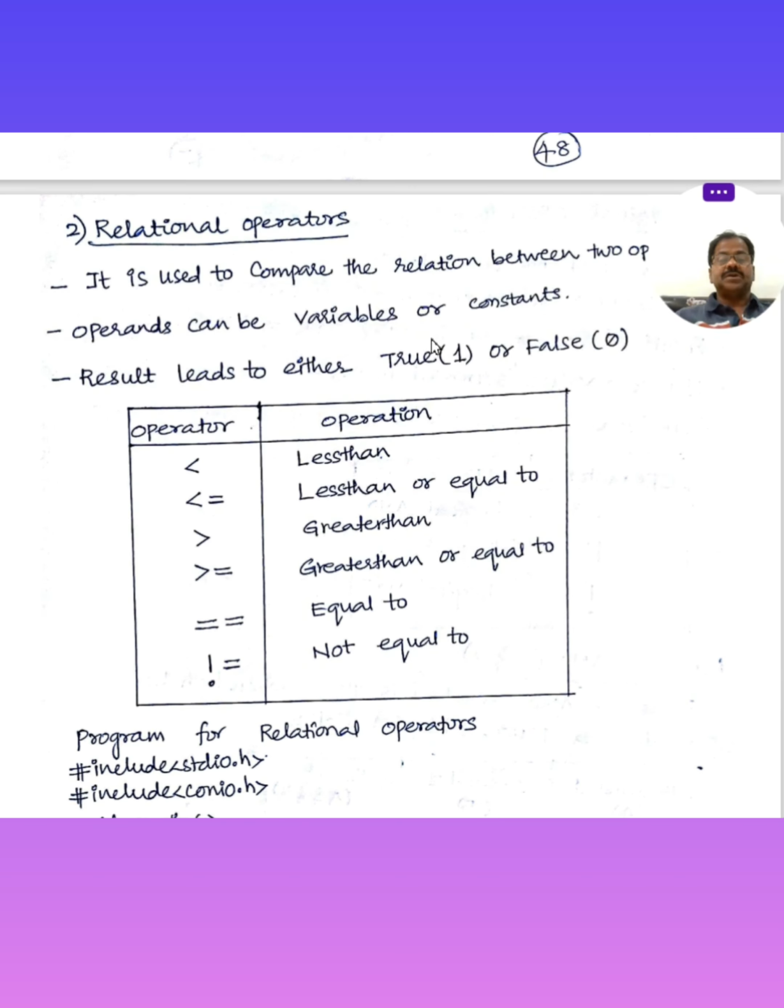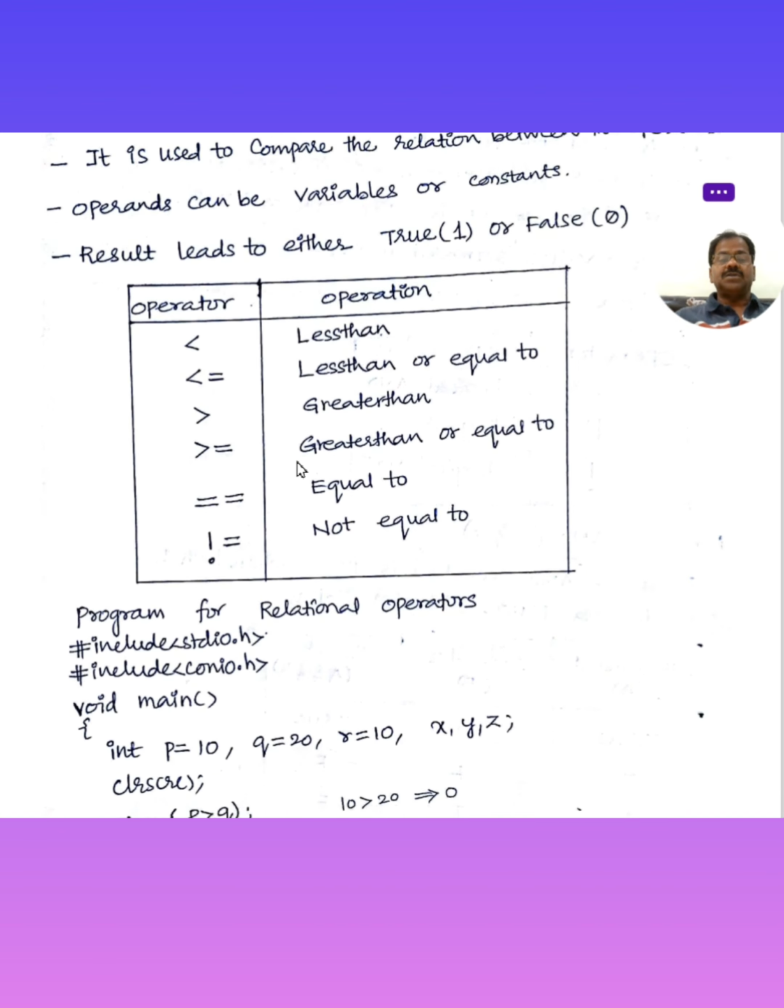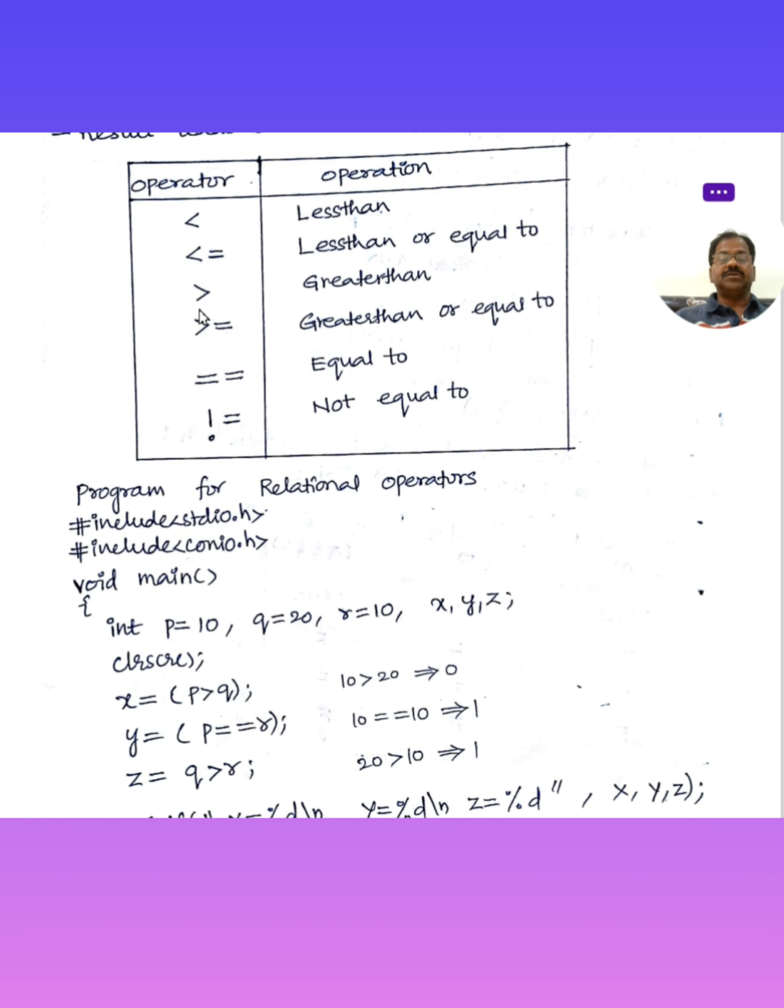Next, relational operators. The relational operators are one of the binary operators. They are used to compare the relation between 2 operands, and the result is true or false only. The operators are less than, less than or equal, greater than or equal, the equal operator, and the not equal operator.